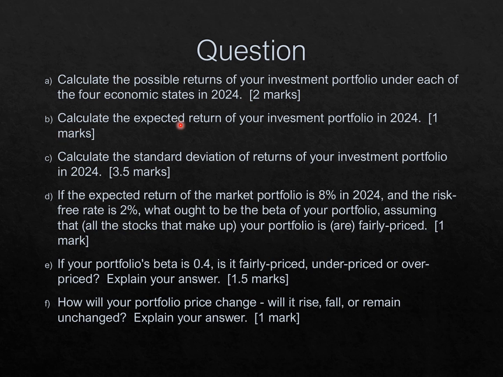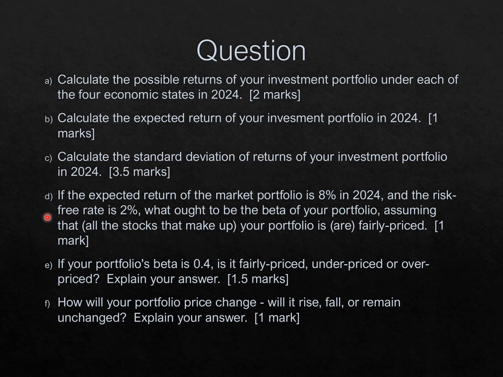The second question is calculate the expected return of your investment portfolio in 2024. Note this, this is expected return. The previous question was on possible returns, and there are 4 possible returns because there are 4 economic states. Here there is only one expected return for the investment portfolio. Now for the third question, question C, calculate the standard deviation of returns for your investment portfolio in 2024. Question 2 was about expected return. Question 3 is about standard deviation of returns. This is about risk. Standard deviation is a measure of risk.